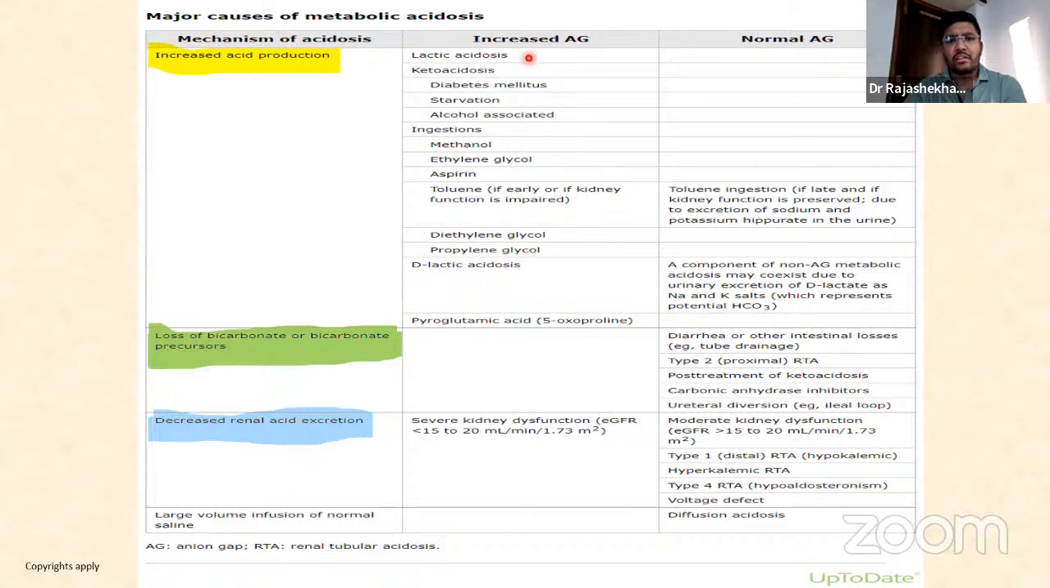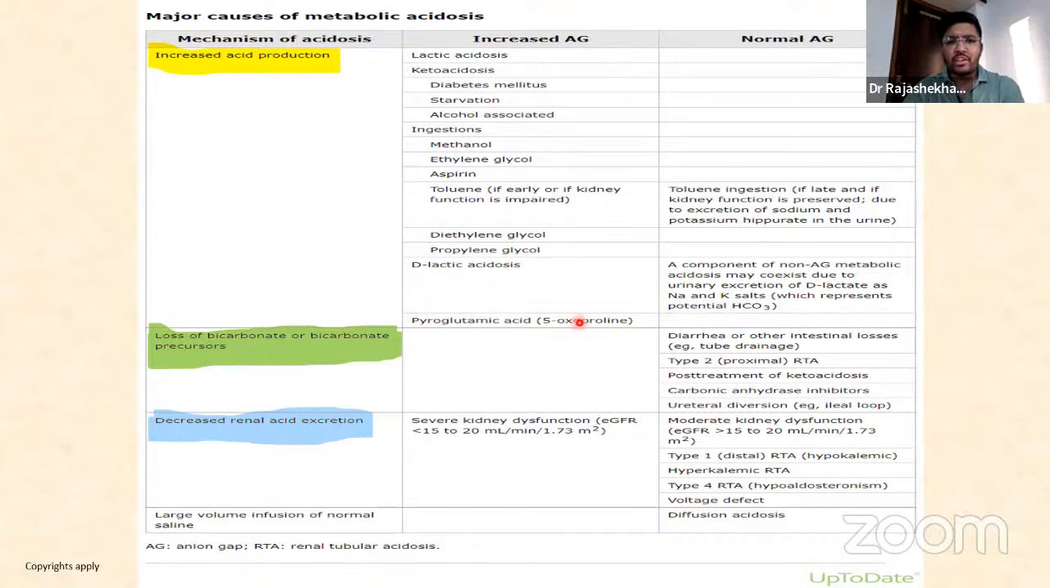We know that in lactic acidosis, the lactate produced in the human body is usually the L isomer, whereas some bacteria, if the patient is harboring them in the intestine, can convert the L isomer of lactic acid into the D isomer. Although it is very rare, this can also cause high anion gap metabolic acidosis.